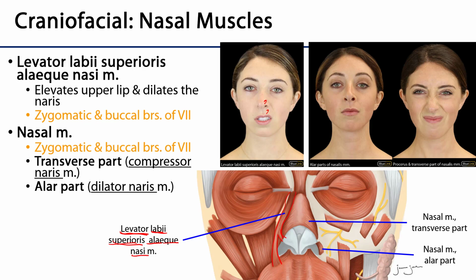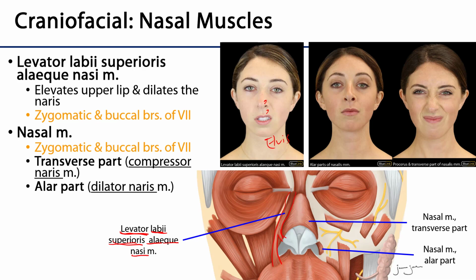So I kind of think of this as kind of like the Elvis snarl, if you're familiar with the King of Pop. And this muscle is the longest named muscle of any human muscle. So if you're ever at a trivia night and you're asked what the longest name of any muscle is in the human body, it's levator labii superioris alaeque nasi, which is innervated by both the zygomatic and buccal branches of the facial nerve. Next up, we have the nasalis muscle.